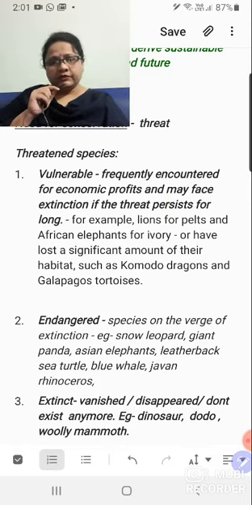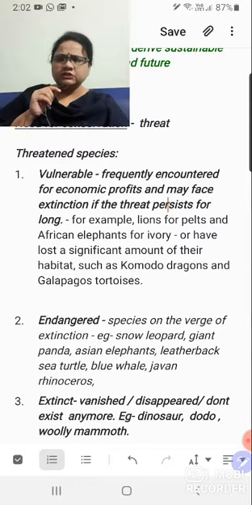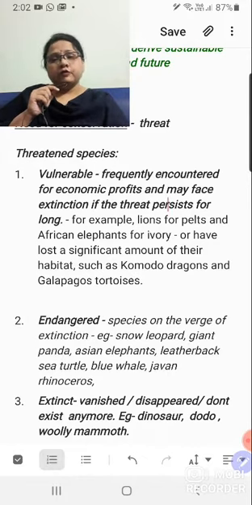And depending upon the severity of threat, we categorize these species. I have written it in sequence so that you understand the severity of the danger. So, the first one here is vulnerable. Vulnerable means the species is still existing, the population is also safe at present, but the species is facing some kind of threat from mankind, because people are exploiting a particular variety of plant or animal for their economic benefits.